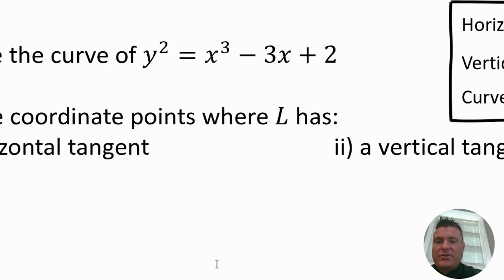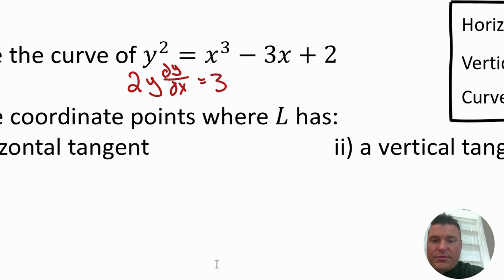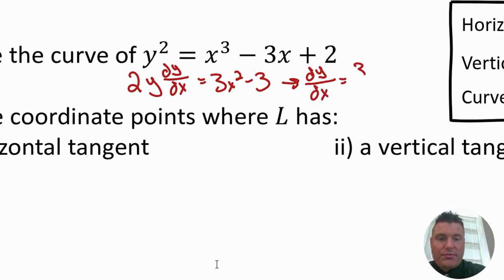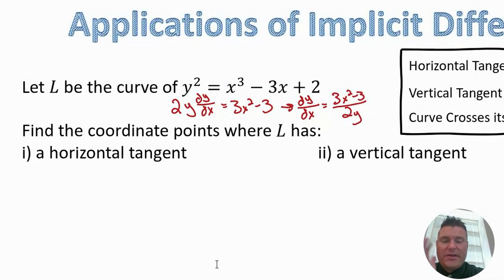So I'm going to real quickly differentiate this. I'm going to end up with 2y dy over dx equals 3x squared minus 3. And then if I divide both sides by that 2y, my dy/dx is equal to 3x squared minus 3 all over 2y. So I'm going to use that information here to find that horizontal tangent.